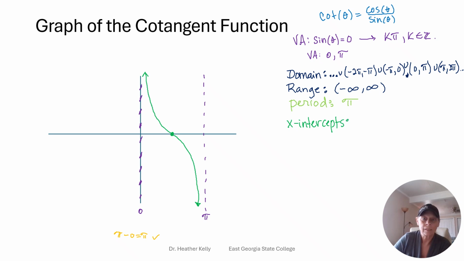And remember, the x-intercepts occur when the numerator is equal to 0, and so that is going to be (2k minus 1) pi over 2, comma 0, where k is an element of the integers. That's all those odd multiples of pi over 2. Notice that this spot right here is pi over 2. And then, of course, the y-intercept.